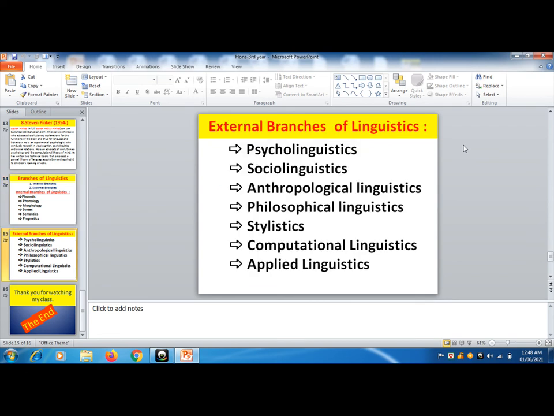External branches of linguistics are psycholinguistics, sociolinguistics, anthropological linguistics, philosophical linguistics, stylistics, computational linguistics, and applied linguistics. I think, dear students, you have got some idea about linguistics. I will discuss with you in the next class the internal and external branches of linguistics.